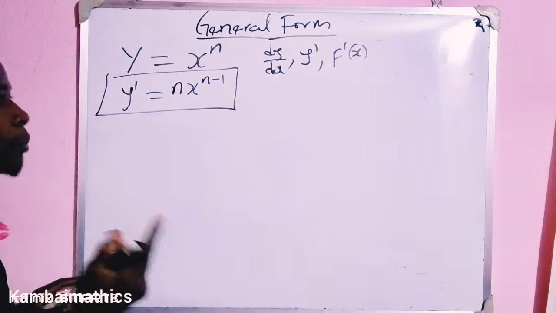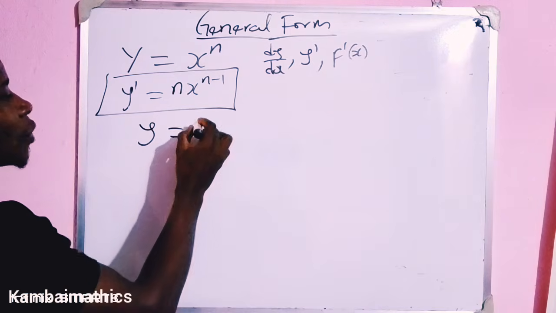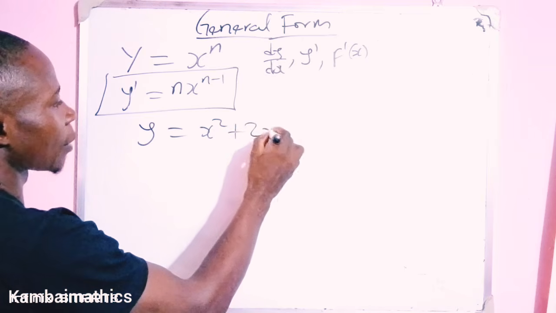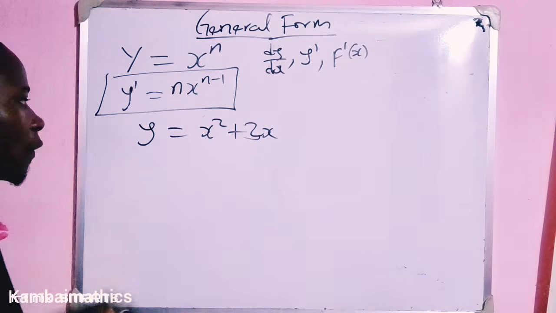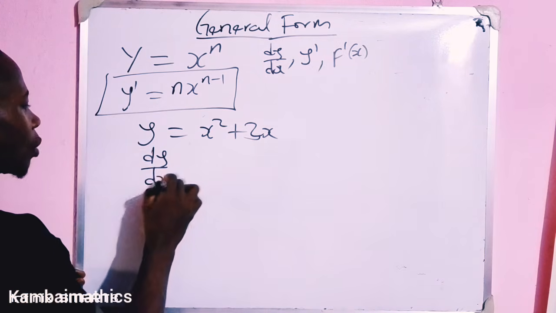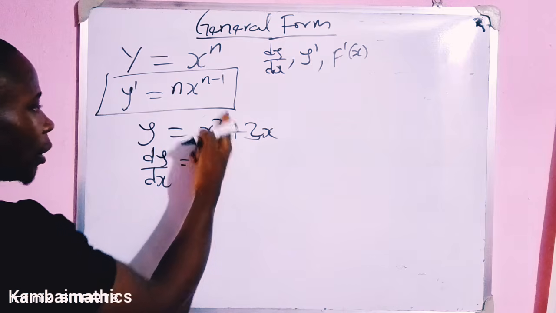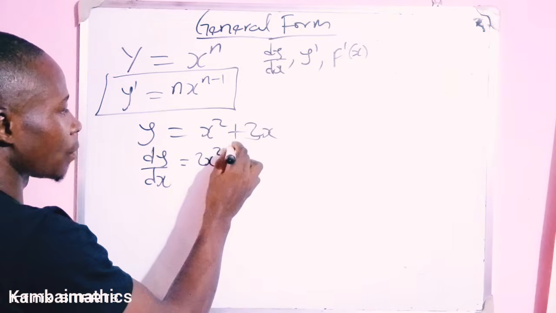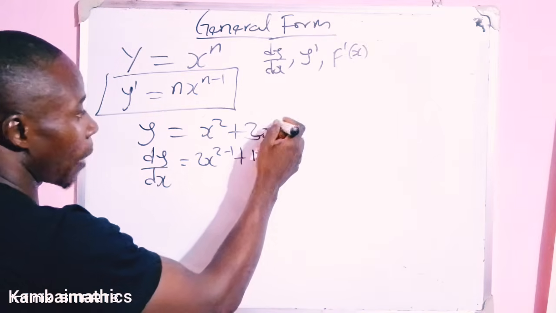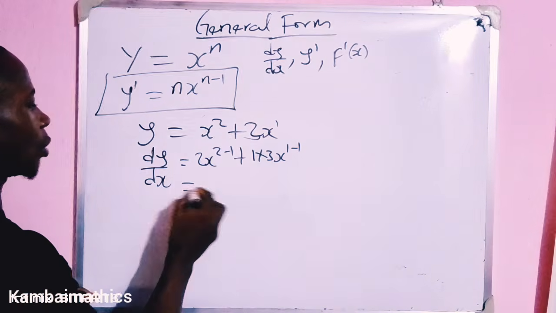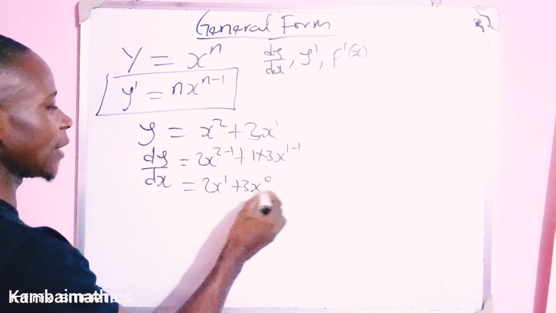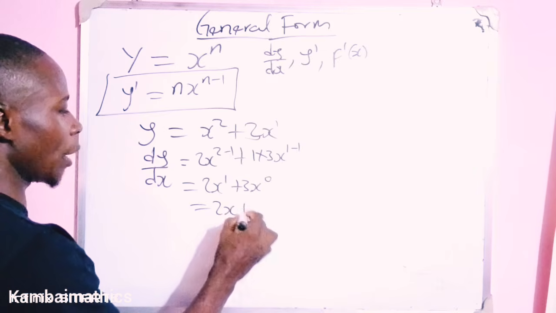Let's take the example previously. Remember, the first question was y is equal to x square plus 3x. And in this question, let's assume that dy over dx, we are using this formula now. So you bring the power down, which is 2x raised to 2 minus 1, and then plus 1 times 3x raised to the power of 1 minus 1, because the power here is 1. So by implication, this will be 2x to the power of 1, and then plus 3x raised to the power of 0. Anything raised to the power of 0 is 1. So our answer is 2x plus 3.